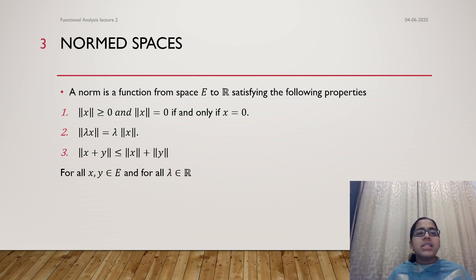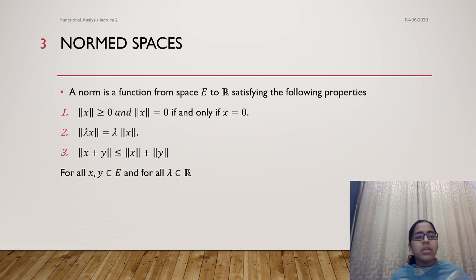So the next thing we have to discuss is norm spaces. But before going to the definition, we have to first understand what is meant by a norm. A norm is basically a function from the space E to the set of real numbers which satisfies the three following properties. First, norm of x is greater than or equal to 0, and norm x equals 0 if and only if x equals 0. The second is norm of lambda x is equal to lambda into norm x, and the third property is that norm of x plus y is less than or equal to norm x plus norm y.